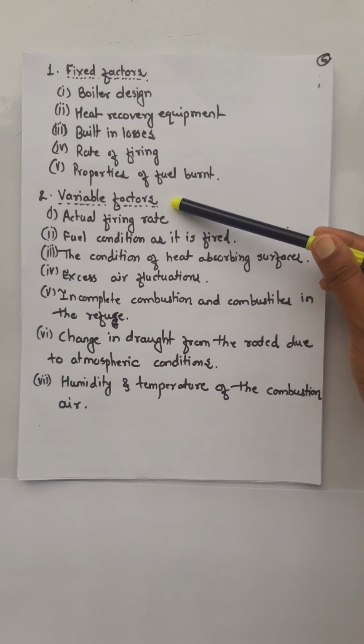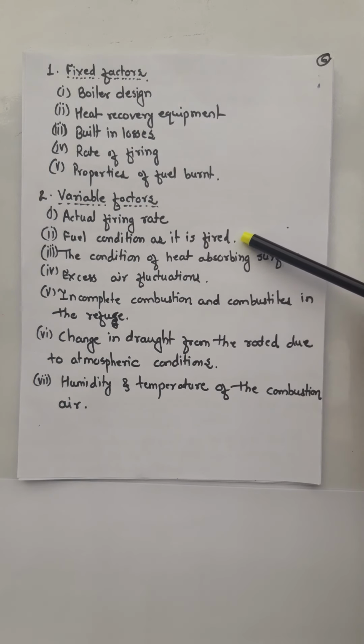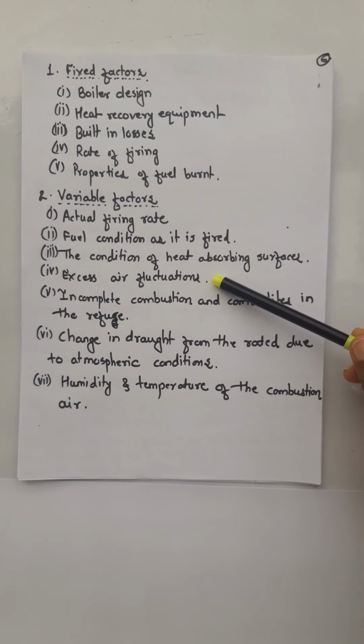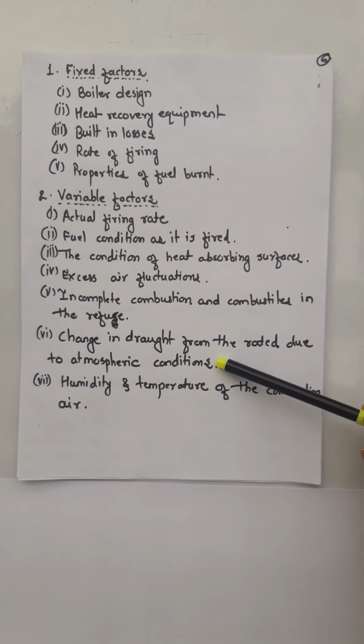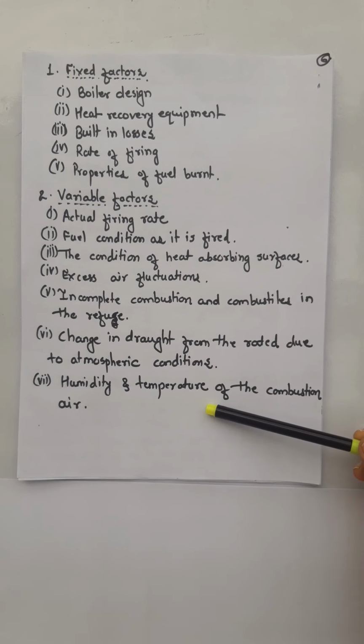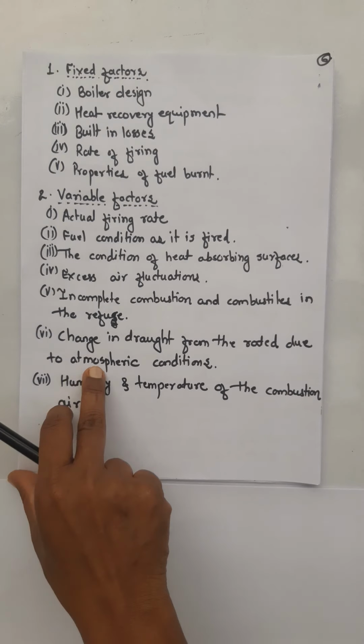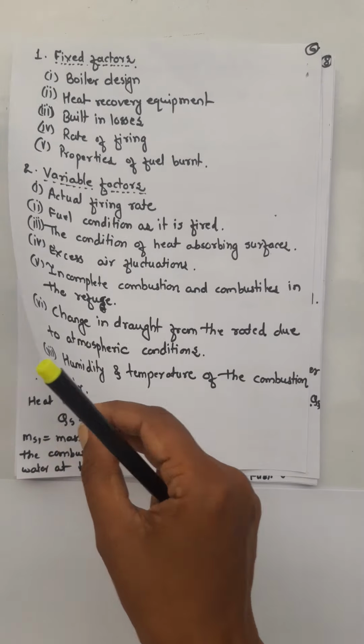Now let's see what are variable factors. Variable factors are actual firing rate, fuel condition as it is fired, the condition of heat absorbing surfaces, excess air fluctuations, incomplete combustion and combustibles in the refuse, change in the draught from the rated due to atmospheric conditions, and humidity and temperature of the combustion air.